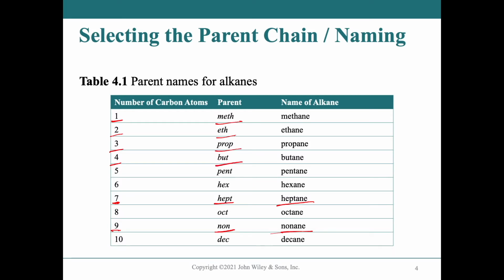And 4 is but or butyl, right? Those are for the first 4 numbers of carbons, right? 1, 2, 3, and 4 carbons.